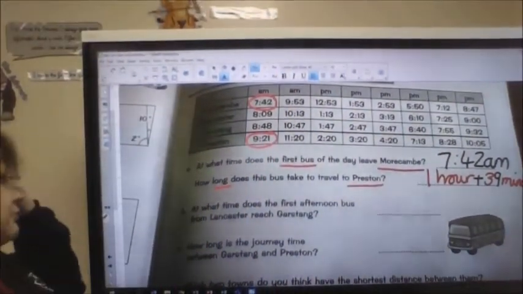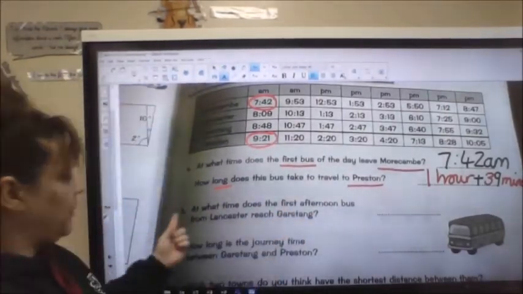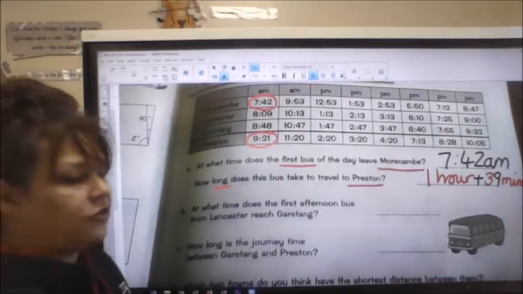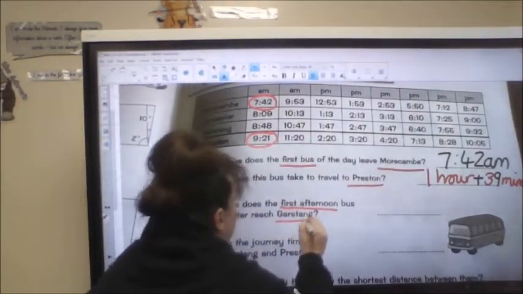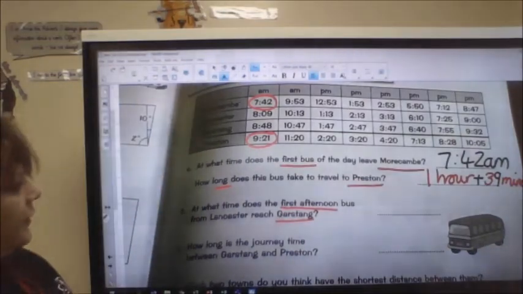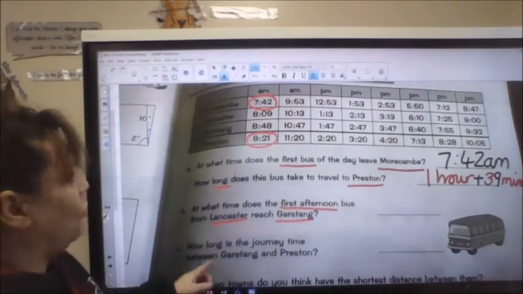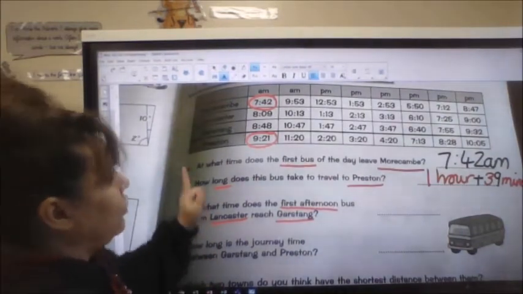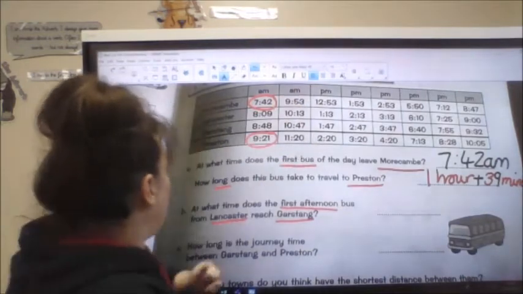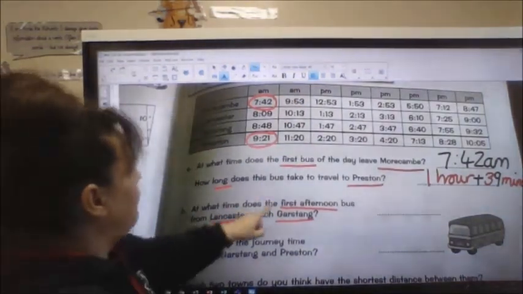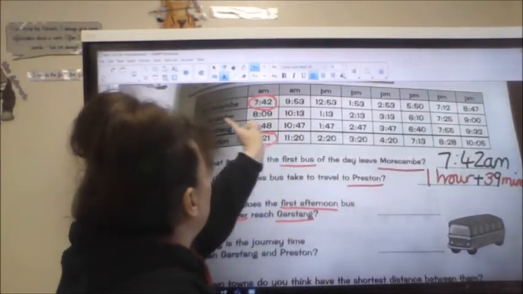Okay. So now it's, what time does the first afternoon bus from Lancaster reach Garstang? So first afternoon bus, and I'm looking at Garstang. So from Lancaster, I should say, reach Garstang. So I'm looking for my first PM column. It's this one here. And this time I'm looking for the first afternoon bus from Lancaster.